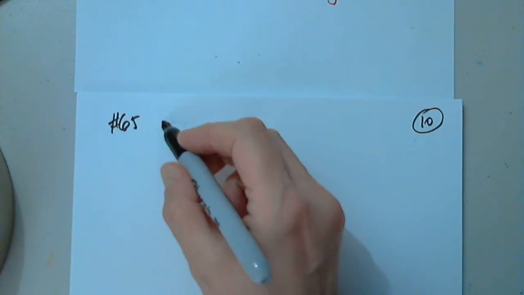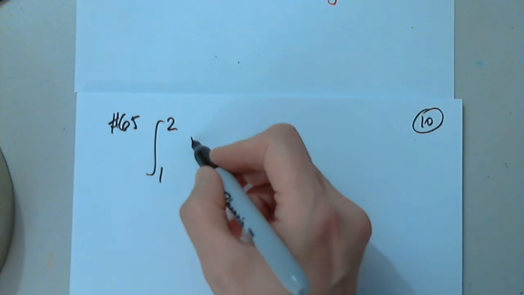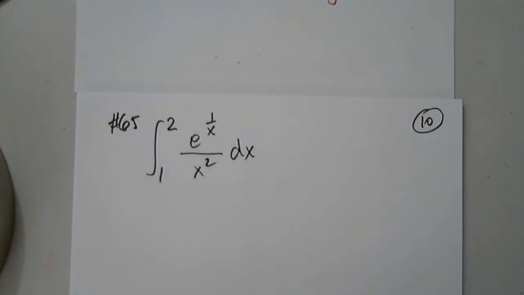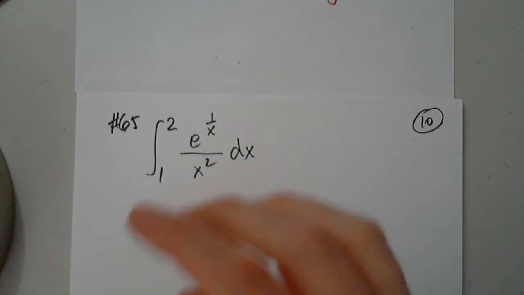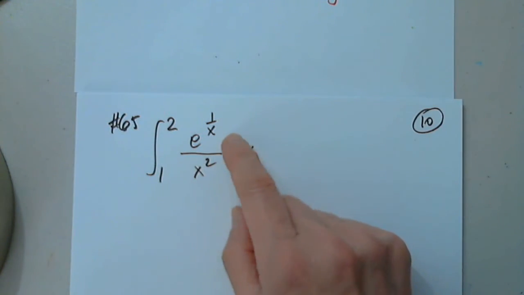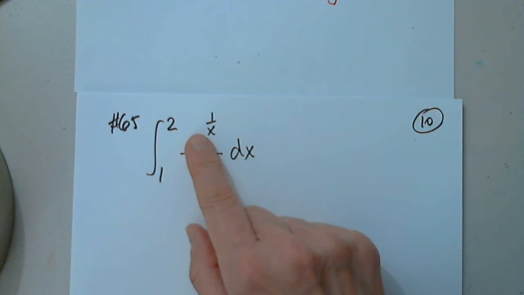So 65 caught my eye, the integral from 1 to 2 of e to the 1 over x, divided by x squared dx. What type of integral is it? Definite. Perfect. The answer would be? A number. Excellent. What is the next step I have to check? That it's continuous. Is it continuous? Yeah, it will not be continuous at 0. Only 0 is the problem, and 0 is not between 1 and 2.